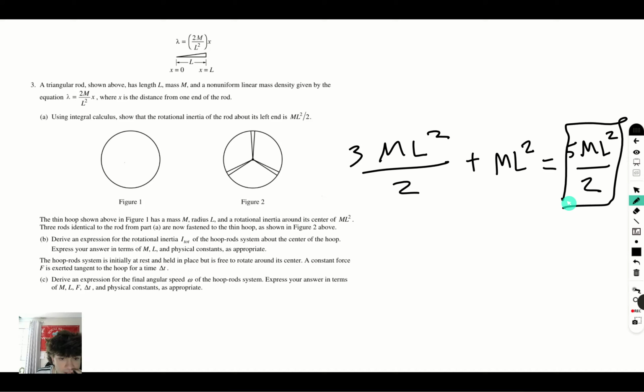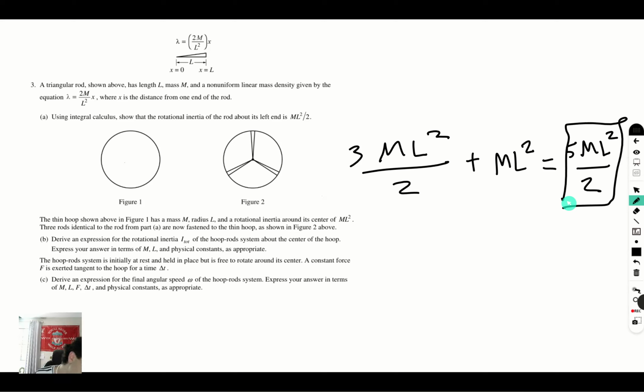And now it says the hoop-rod system is initially at rest and held in place, but free to rotate around its center. A constant force is exerted tangent to the hoop for a time delta t. Derive an expression for the final angular speed of the hoop-rod system.